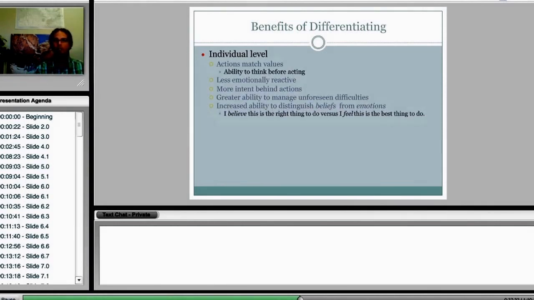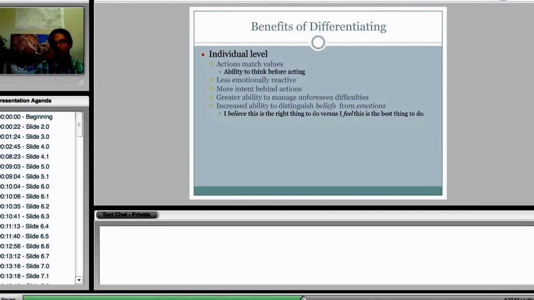So here are some benefits of differentiating. When one differentiates on an individual level, one is able to take in the information, make sense of it rationally, make sense of it emotionally, and so one's actions are actually going to be valuable. They're able to slow that process down and think, what do I really want to do here? Whether that's with your child, or you're pressured by your peer group to do something, slow that down.